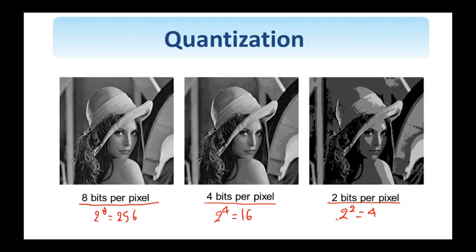So clearly you see the so-called contouring effects. They're visible here even, right? So these are artificial contours or boundaries that have nothing to do with the original image. So you save bits clearly in going from 8 bits to 4 to 2 bits to represent the intensity, but at the same time you introduce errors, the so-called quantization errors.